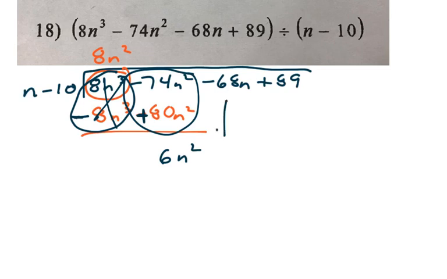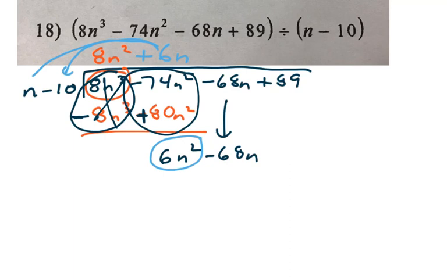And what I do, of course, now is bring down my minus 68n. This time I want to match up my 6n squared. So I'm going to do a plus 6n, because plus 6n times n is 6n squared. Don't forget to distribute with the minus 10 as well. And so I end up with 6n squared minus 60n.